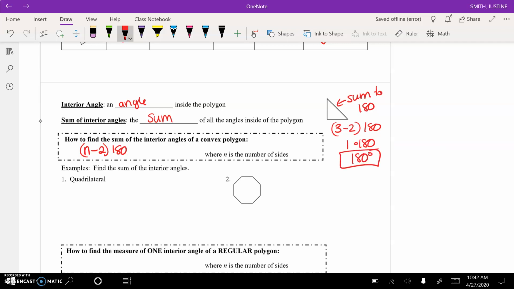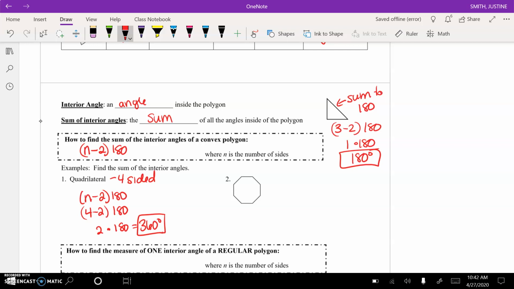Okay, so for a quadrilateral, this is a 4-sided figure, right? So we would do the formula here, and we would plug in the number of sides, 4 minus 2, times 180 to give us 2 times 180, which is 360 degrees. Okay, so we know the sum of the interior angles in a quadrilateral is 360 degrees.